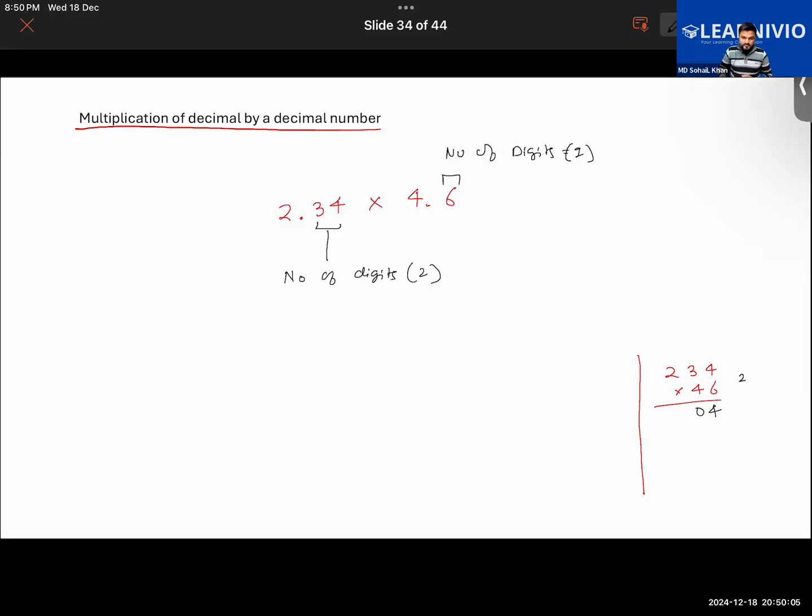6 twos are 12, plus 2 carried, it will be 14. Next, 4 fours are 16, so we carry 1. 4 threes are 12, plus 1 is 13. Again we carry 1. Next, 4 twos are 8, plus 1 is 9. So we add these now, and that is the value, right?